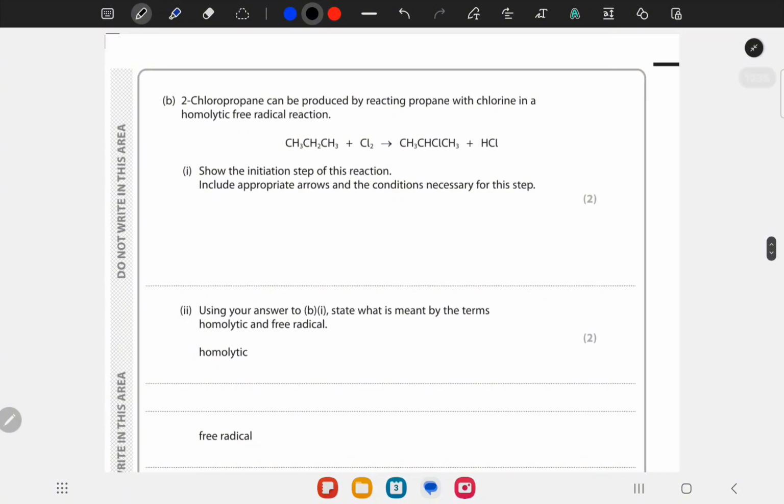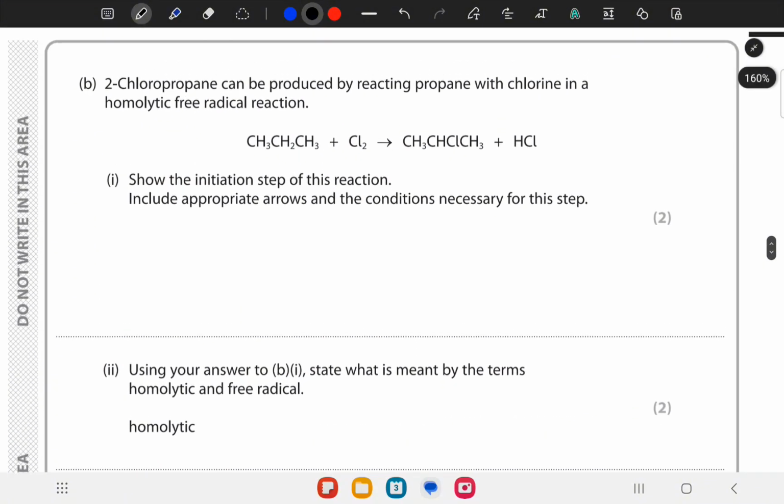Now in part B, we have to show the initiation step for this reaction. The initiation step will be the radicalization of chlorine. So we'll have half arrows. This forms 2 chlorine radicals.